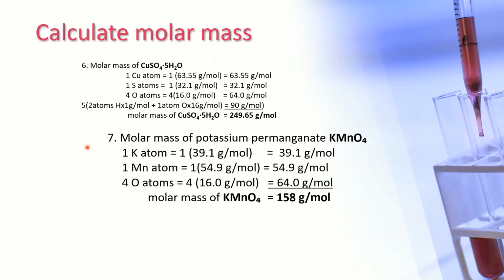Number 7. Molar mass of potassium permanganate. It contains 1 potassium atom, so 1 times 39.1 gram per mole. 1 manganese atom, 1 times 54.9 gram per mole. And 4 oxygen atoms, 4 times 16 gram per mole. So the molar mass of potassium permanganate is 39.1 plus 54.9 plus 64, which is 158 gram per mole.